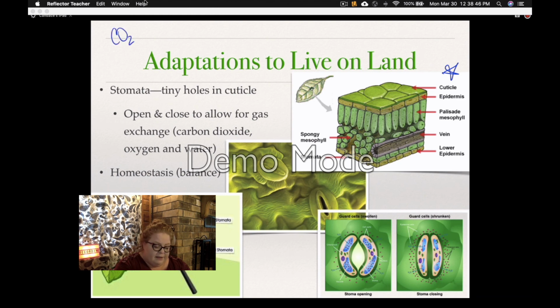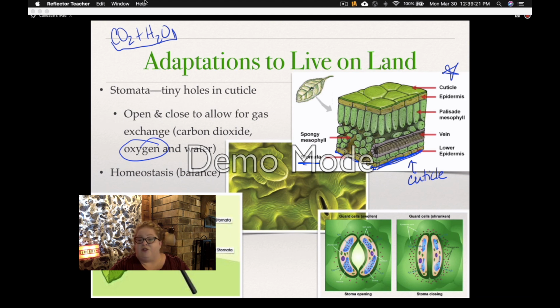Remember, our reactants include carbon dioxide and water. And so the leaf, in order to carry out photosynthesis, also needs to get carbon dioxide. And ultimately, it's going to have to release oxygen. And so on the bottom side of the leaf, remember, there's still this cuticle here. Okay, but there are some openings that exist. Those openings are called stomata. They're only on the underside of the leaf.